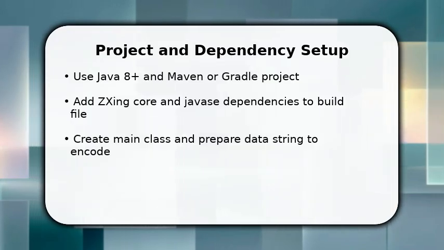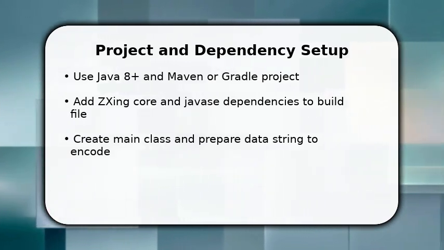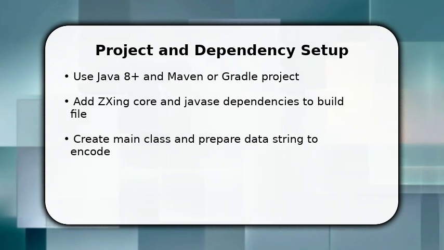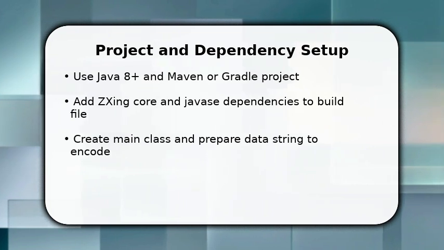You start by creating a Java project and adding the ZXing library. This gives you QR encoding primitives. Once done, create a simple main class and declare the text or URL you want to encode.